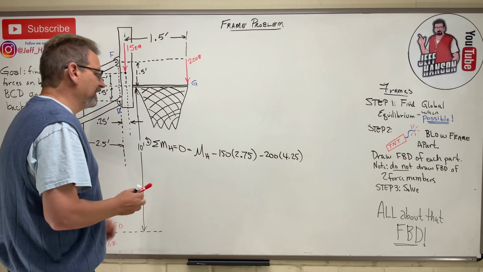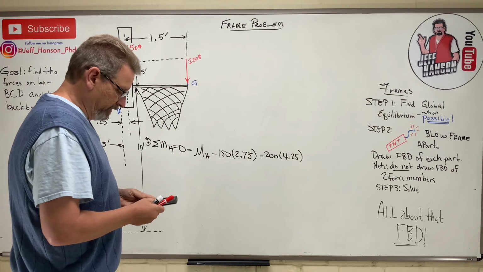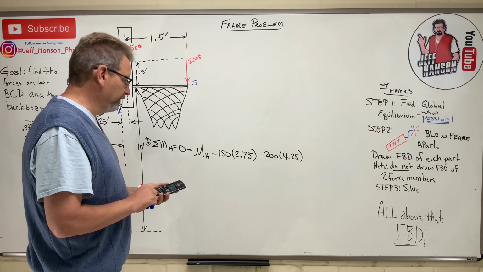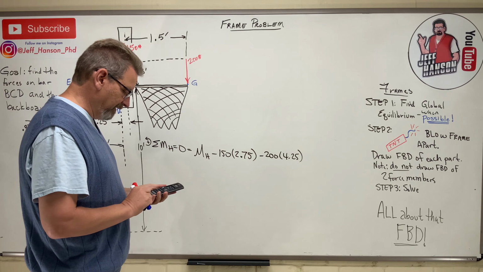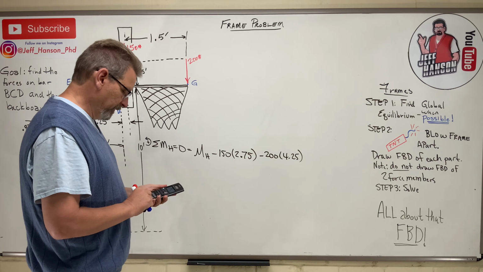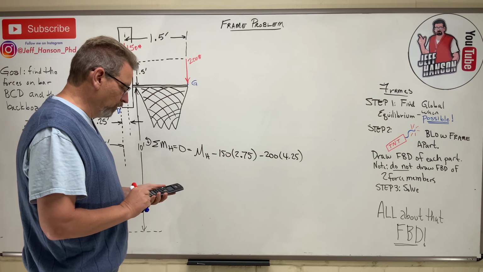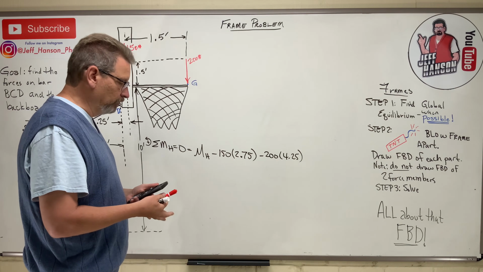So MH, we got that. Let me get my handy-dandy calculator here. So 150 times 2.75 plus 200 times 4.25 equals 1262.5.